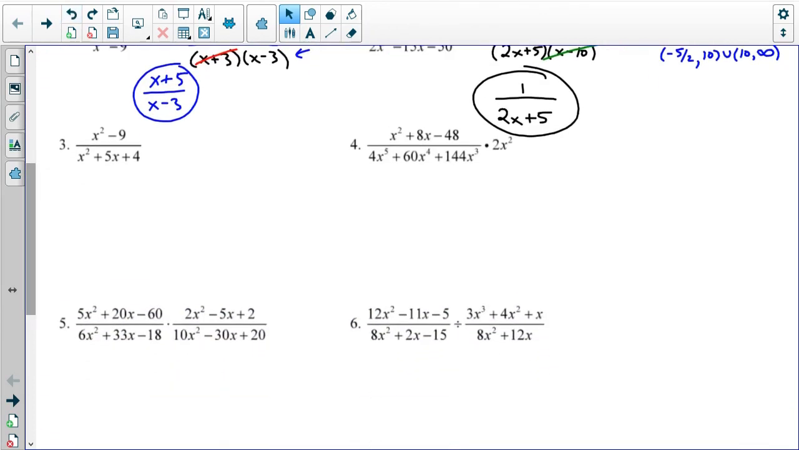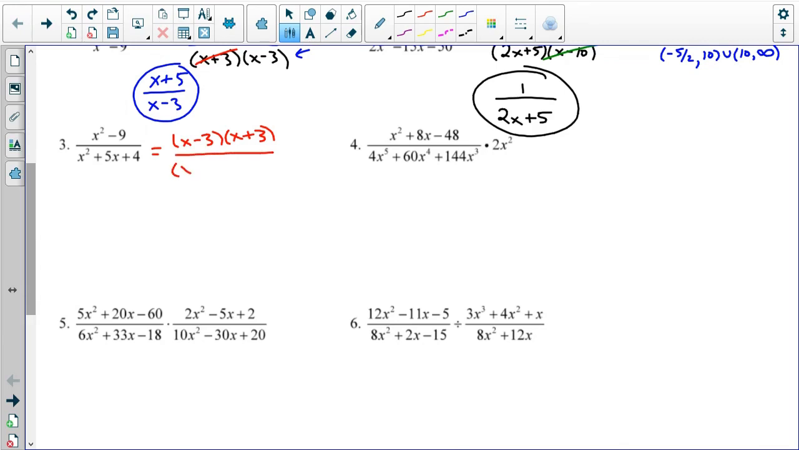Now I'm just going to crank out the rest of these problems to try and help you understand how to do these things. I'm going to factor both the numerator and denominator in number 3. So I have x minus 3 times x plus 3 as the numerator. The denominator is x plus 4 times x plus 1. Notice that in this problem, nothing cancels.